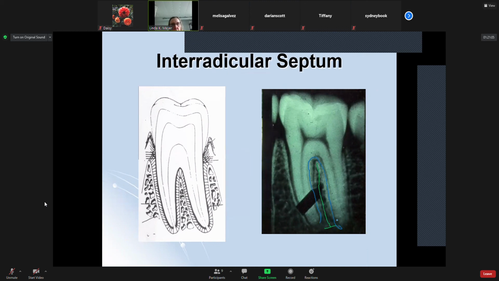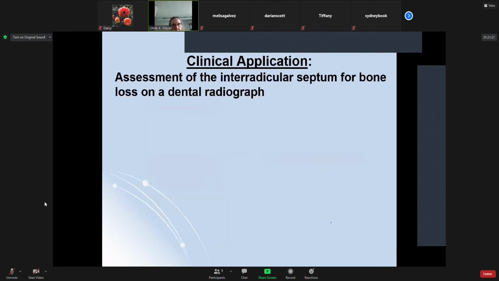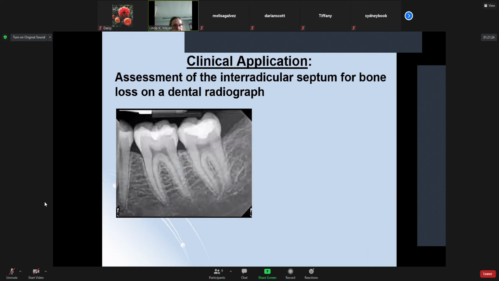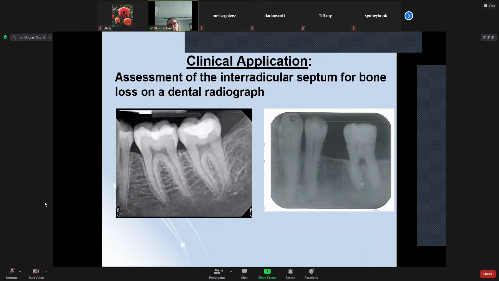So not only are you going to be looking for radiographic bone loss in the interdental septum area, and here's an interdental septum, you're also going to be looking at the interradicular area. If you look at these two molars, there's been no bone loss in that interradicular septum. But on the radiograph on the right, if you look here, you can see there's been bone loss right in there. And that's actually referred to as furcation involvement.